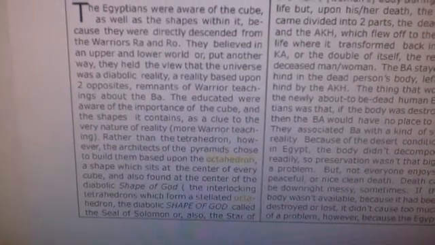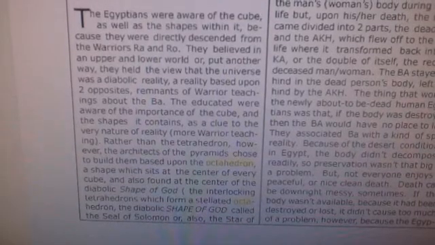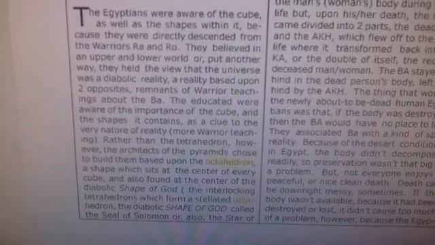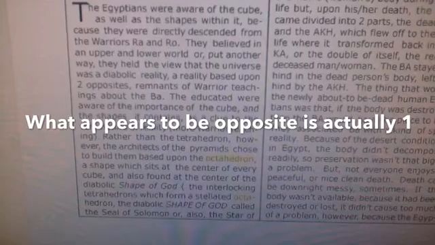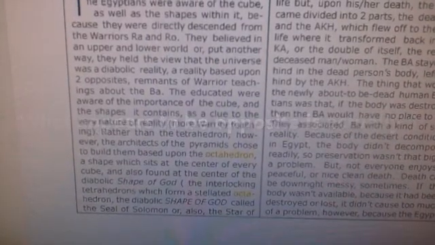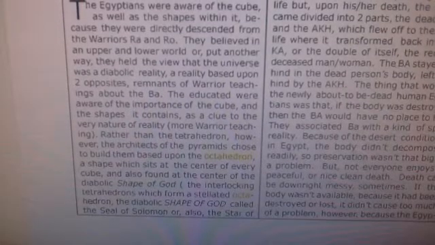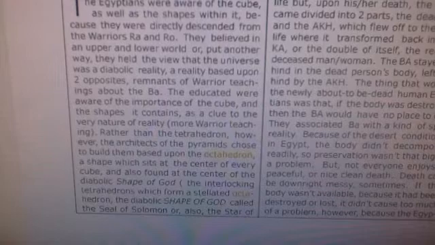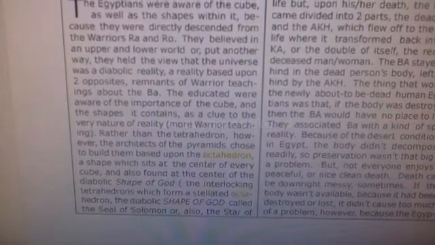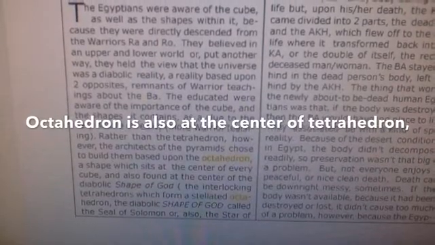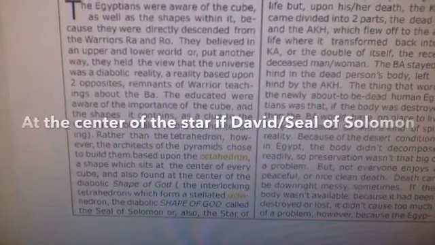The educated were aware of the importance of the cube and the shapes it contains as a clue to the very nature of reality. More warrior teaching rather than the tetrahedron. However, the architects of the pyramid chose to build them based upon the octahedron, a shape which sits at the center of every cube, and also found at the center of the diabolic shape of God, the interlocking tetrahedron.